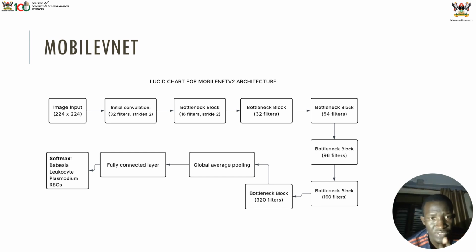In the softmax output, it produces the probabilities for each class: the Babesia, leukocyte, plasmodia, and then the red blood cells. So I can summarize this architecture by saying that MobileNetV2 processes the images through efficient bottleneck layers or blocks and then outputs the class probabilities using a lightweight architecture as described in the slides.